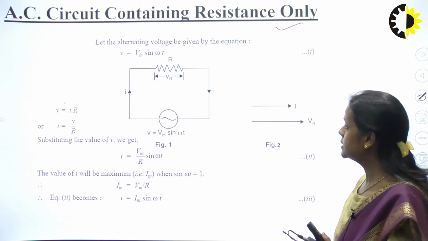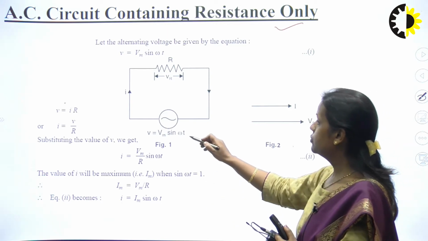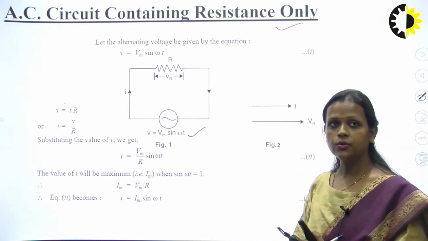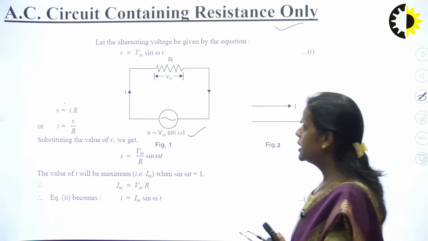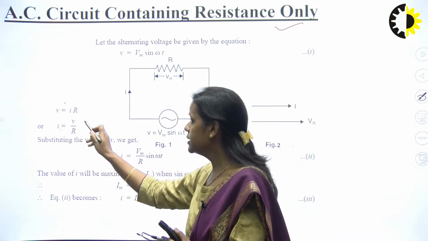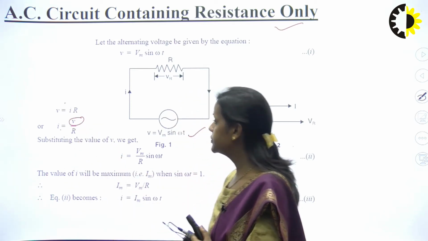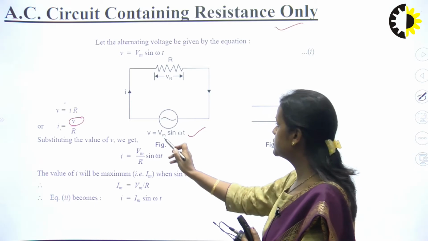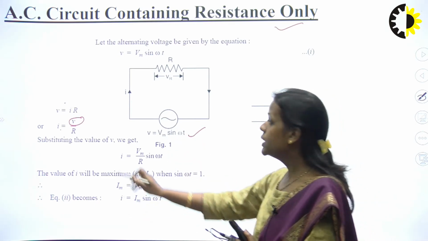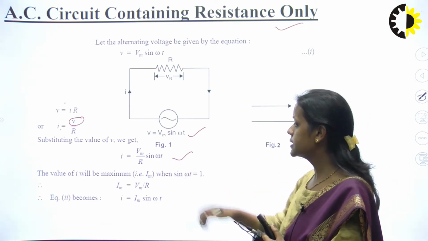So here you can see this is a purely resistive circuit and this is the AC circuit. So voltage equation is v equals Vm sin omega t. So we know that V is equal to IR and the current can be written as I is equal to V by R. So if you substitute the value of V, that is Vm sin omega t, in this equation, you will get Vm by R sin omega t.